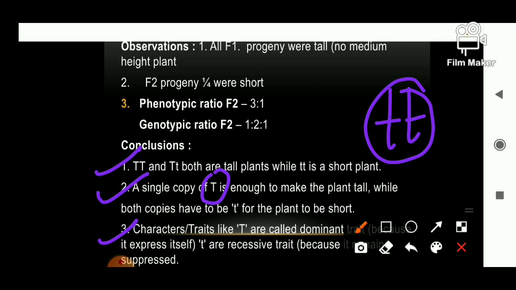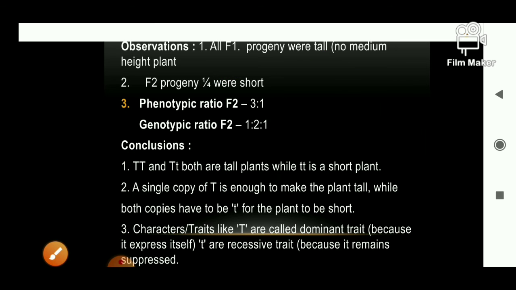And next, characters like capital T are called dominating, it means which shows itself, जो अपने को शो करता है, that is a dominating character, और the character which is suppressed by the dominating, जो नहीं दिख पाता है, that is called recessive. तो capital T is dominating and small t is a recessive character, right?